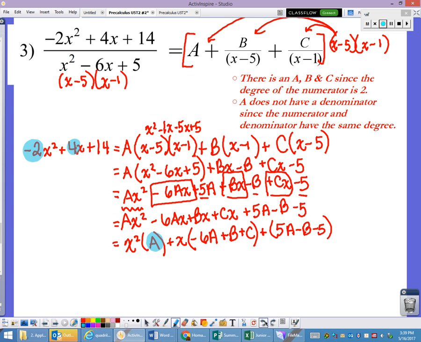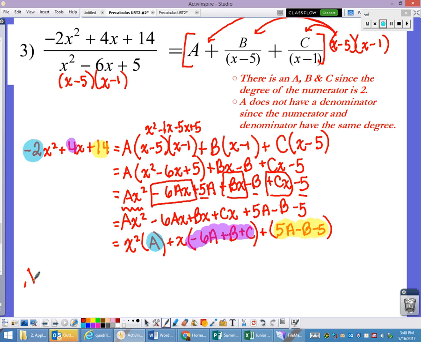Here's my coefficient of x. Oops, I wanted to switch colors. Here's my x coefficient, so there's my x coefficient that matches. And then finally my constant, and this is all that matches my constant. So there's my three equations.